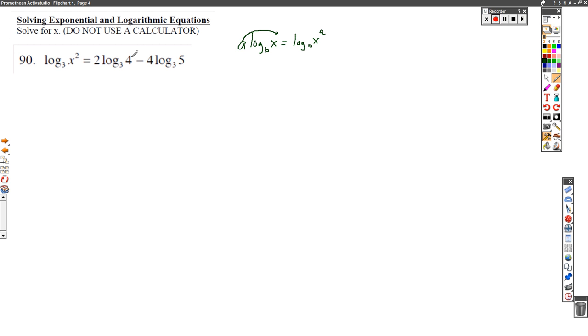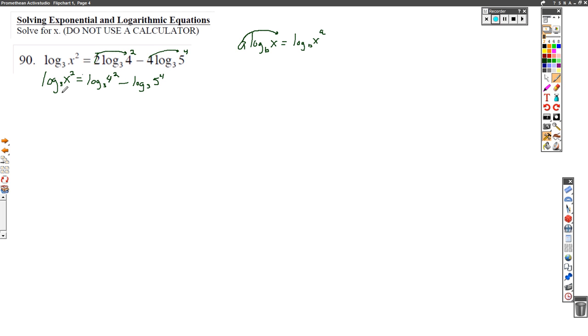Since I have logs on both sides, I need one log on the left and one log on the right. Notice there's a 2 on the right, so the goal is to make it turn into 1. So the left side, we're not going to do anything to the left side. And here we're going to use this little trick. We're going to take this 2 and bring it up here, so it's going to be a square. So this is going to be log base 3 of 4 squared. Let's just leave it as 4 squared for right now. See the little trick at the end. Minus, and we're going to take the 4 and bring it up here, so it's going to be a 4. So we have log base 3 of 5 to the 4.